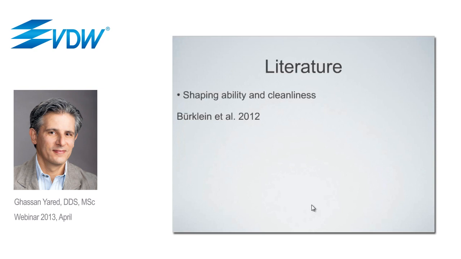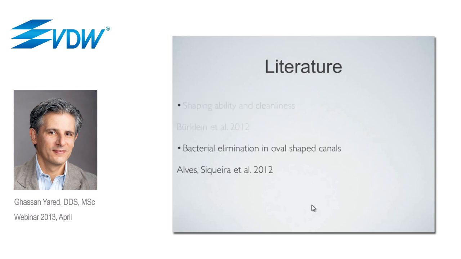Now, there are many papers right now that have been published on single file reciprocation that show the shaping ability and the cleanliness of canals treated with either the Reciproc instrument or the WaveOne. So there are no issues at all. They are comparable, at least comparable to continuous rotation.